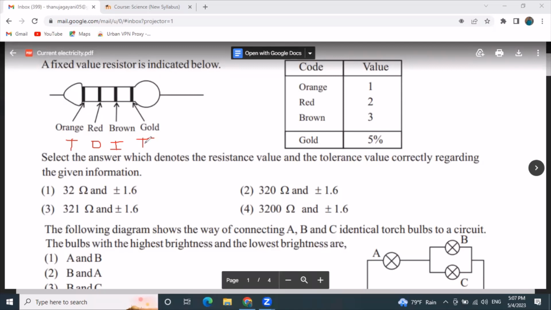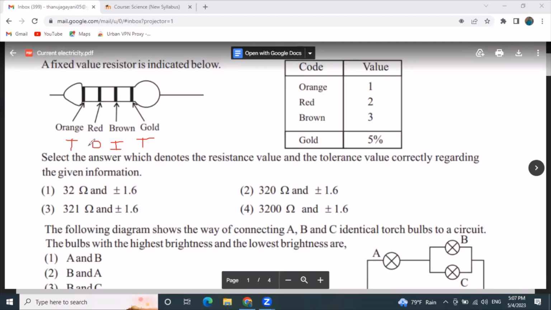To find the resistance value, we have to multiply the value of the first 2 color codes, that means the tens place and the ones place, by the third color code. That means the value of the tens place and the ones place should be multiplied by the value of the third color code, that means the index value.